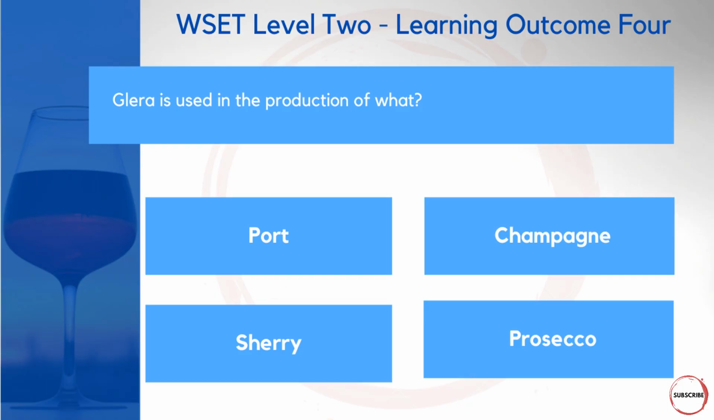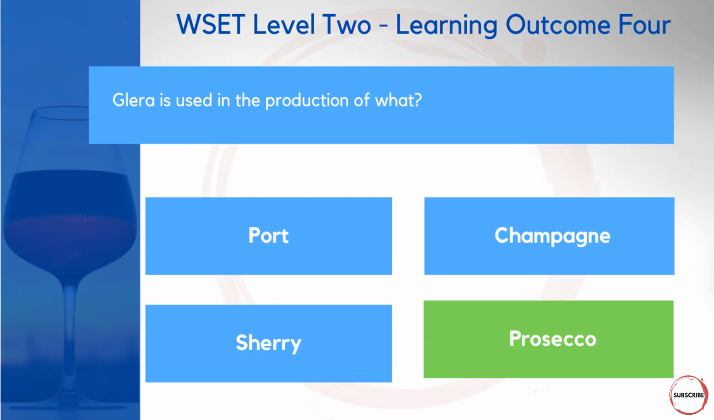But let's move on to another grape used for a particular style of sparkling wine. Glera is used in the production of what? Is it port, champagne, sherry or prosecco? And I think this is probably an easier example of a question you might get. We're talking about assessment criteria 5, which is all about sparkling and fortified wines, but we already know that this specific part of the learning outcome is just about sparkling wines, so we can immediately discount port or sherry, and that leaves us with just a couple of choices, and the Glera grape is what goes into the production of Prosecco.